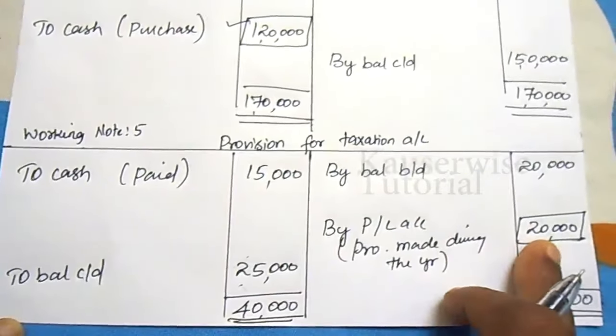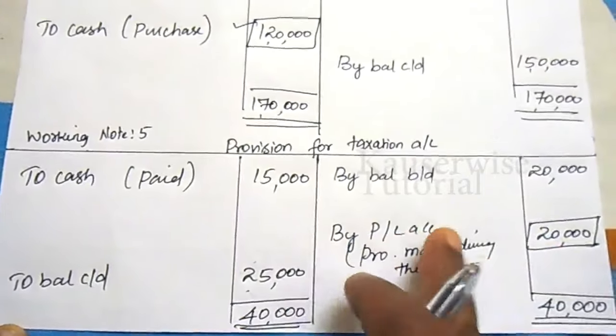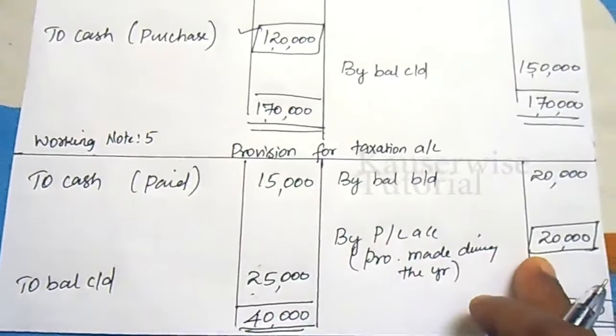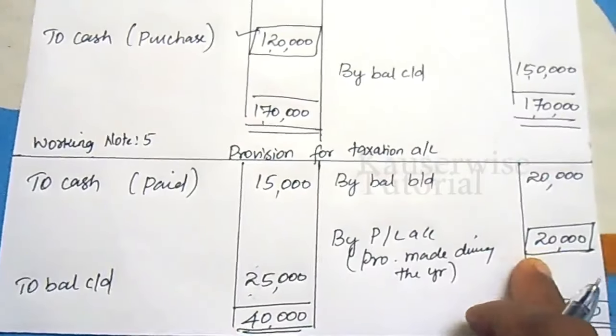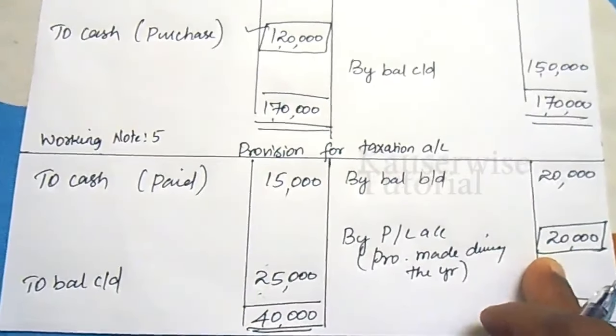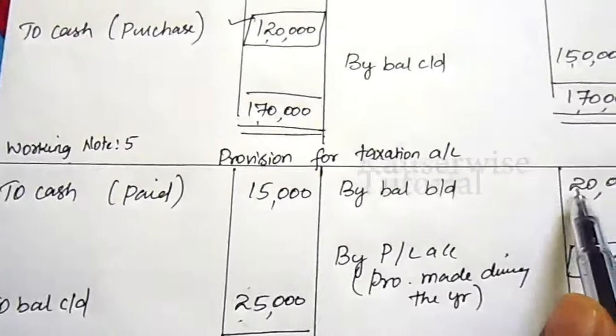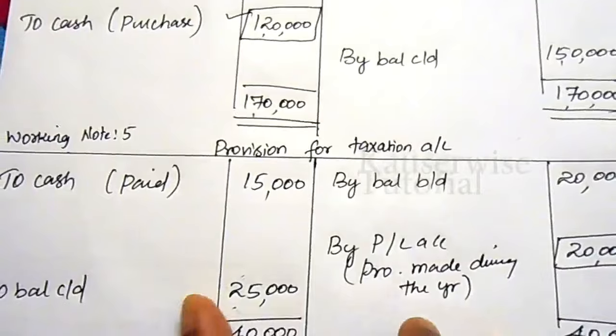This 20,000 will be transferred to the P&L account debit side: provisions made during the year. This is a paper transaction. So this will be added back along with the net profit in order to find out the fund from operation.